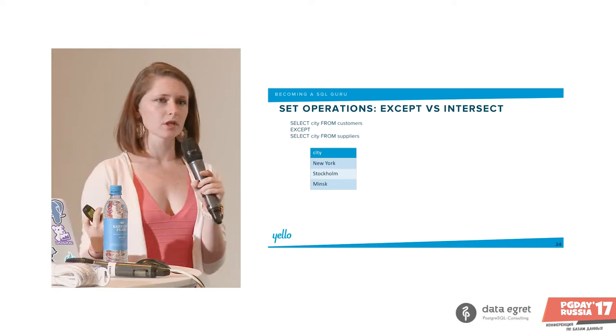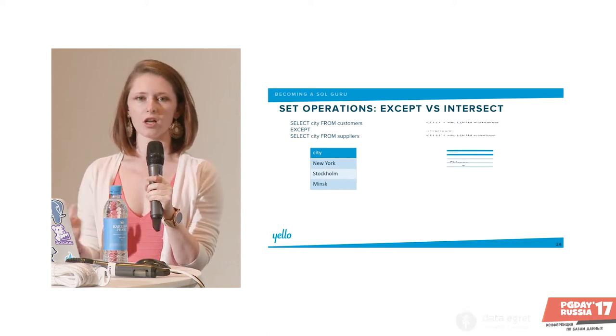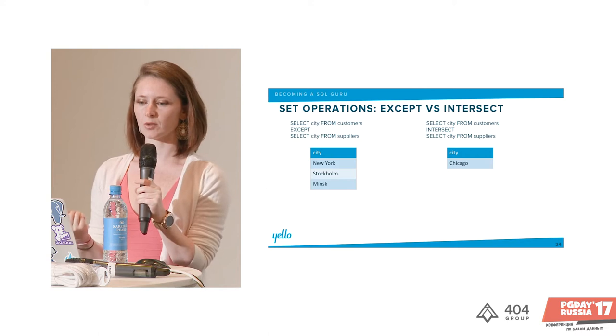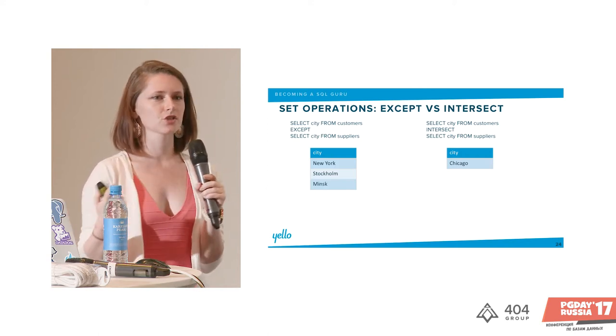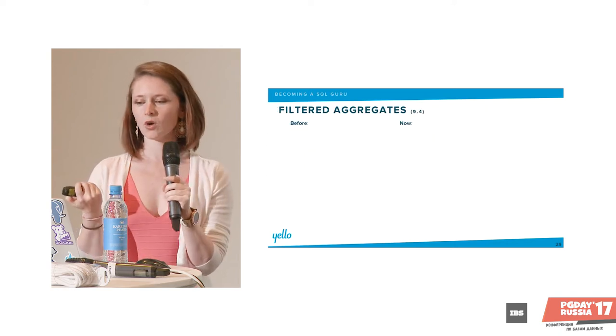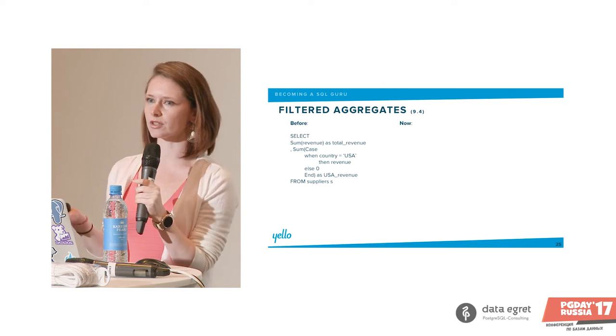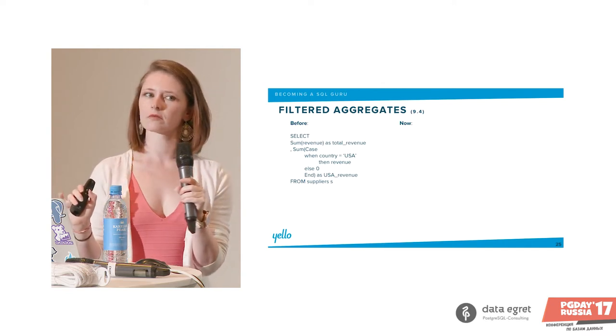So similar, we have except and intersect. If we want to get all of the cities that exist in our customers table, but exclude just the cities in our supplier table, we can do this with an except criteria. Or if we only want the intersection of the data from both tables, we use intersect. Questions?